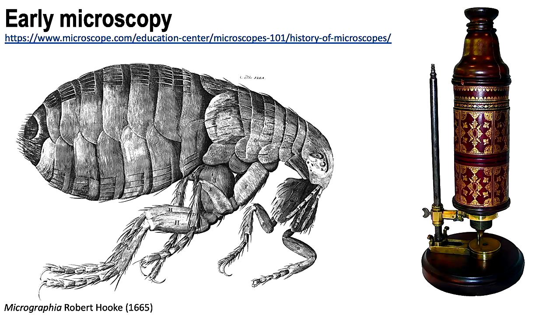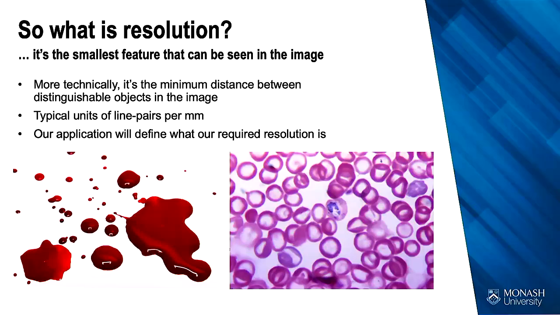And mainly it was just looking down the microscope, maybe you draw what you see. Now we want to actually use imaging, particularly digital imaging of that. So what is resolution? It's the smallest feature that can be seen in the image. So more technically, it's the minimum distance between two distinguishable objects.